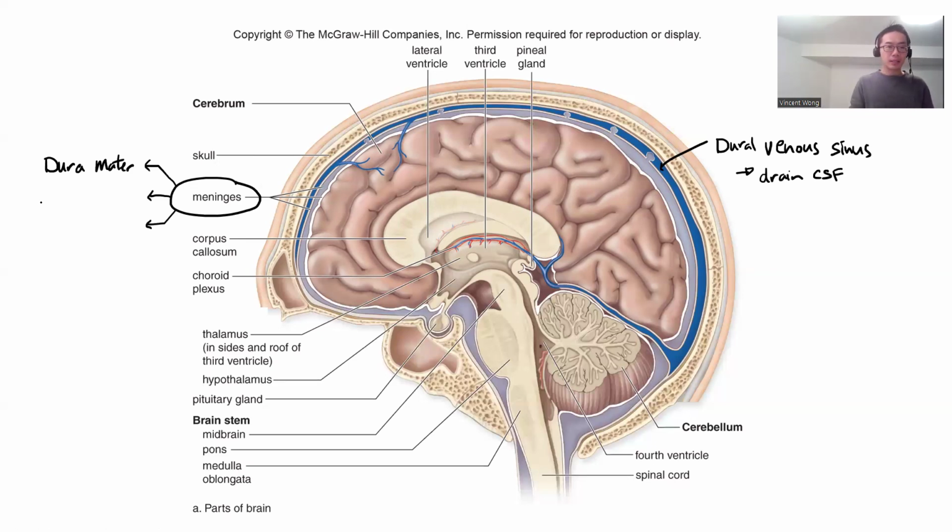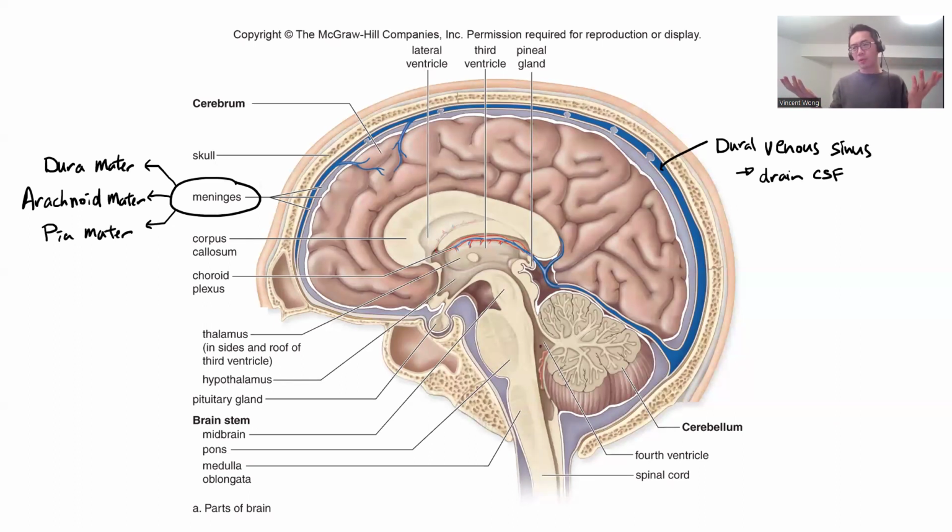Below the dura mater is the arachnoid. Sorry, I'm missing an N here. A-R-A-C-H-N-O-I-D. Arachnoid means spider. And the pia mater as well. So those are the 3 layers of the meninges. The meninges is one of the protections for the CNS. We have various protections for the CNS, right?